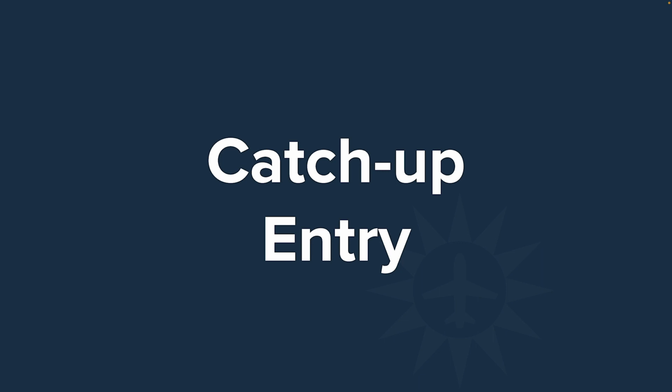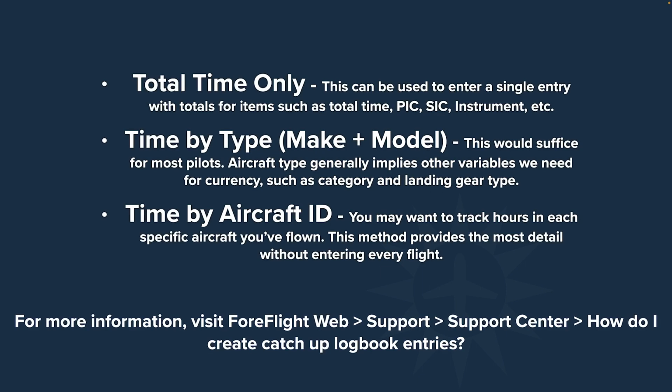Okay, let's say that you don't want to enter everything in line by line. It might take a long time to do it that way. If I've got a lot of hours, let's say 1,000 hours total time, I just want to enter things in with a catch-up entry. I can do this 3 different ways. We can enter a single entry by total time, by time by type, or time by aircraft ID.